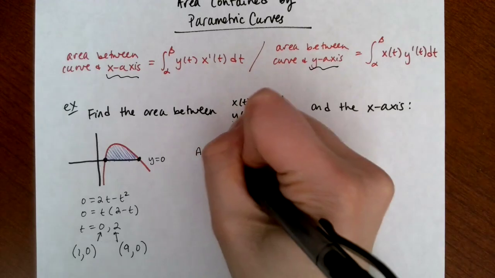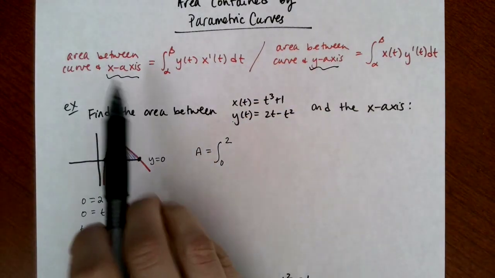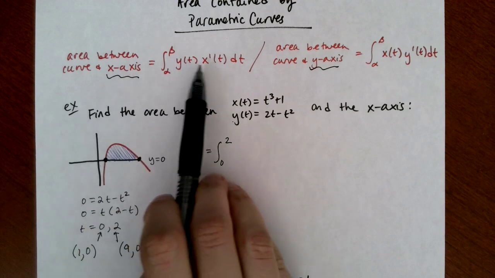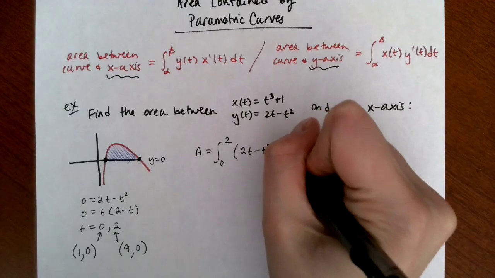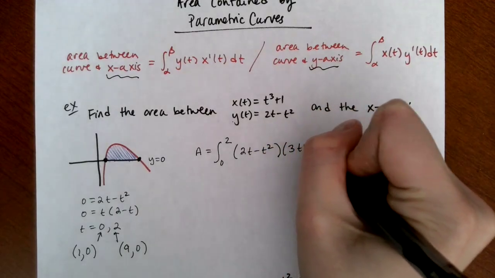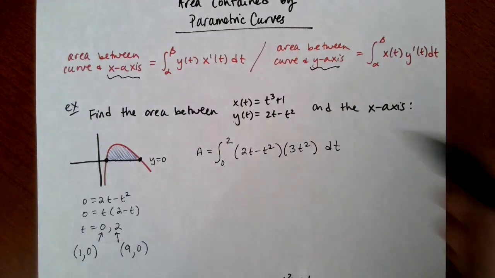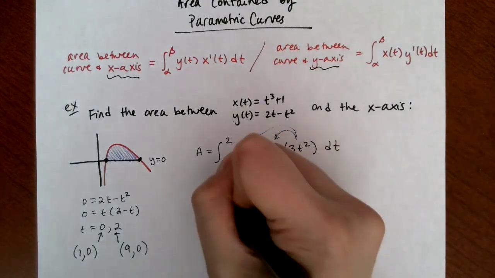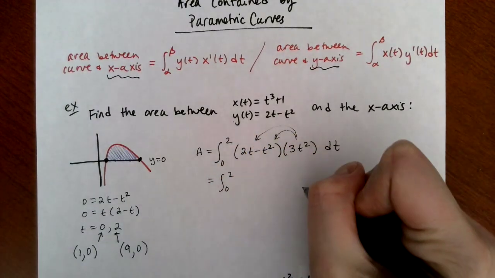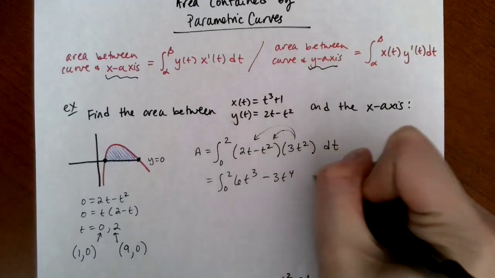Okay, so this area will be the integral from 0 to 2, because it's dt. And then we're doing the x-axis here, so it's y of t times x prime. And what we have is a definite integral in terms of t. To compute, I'll distribute in the 3t squared. So I have 6t cubed minus 3t to the 4.